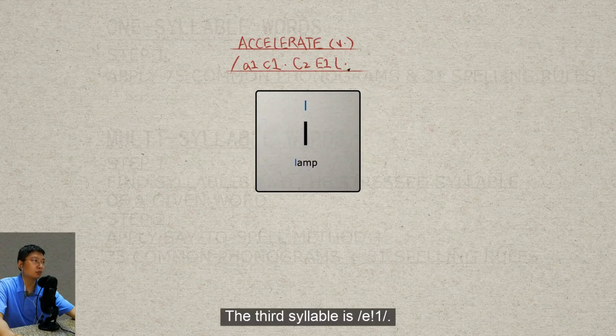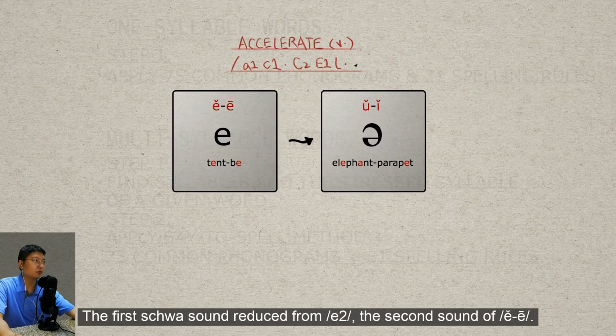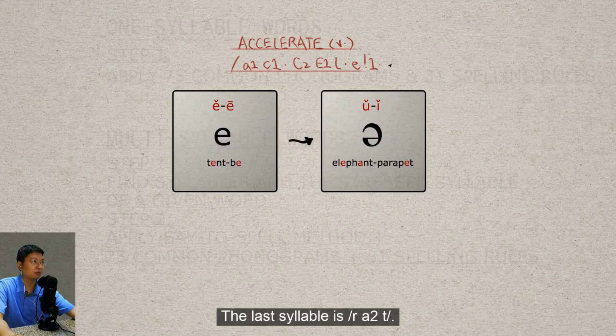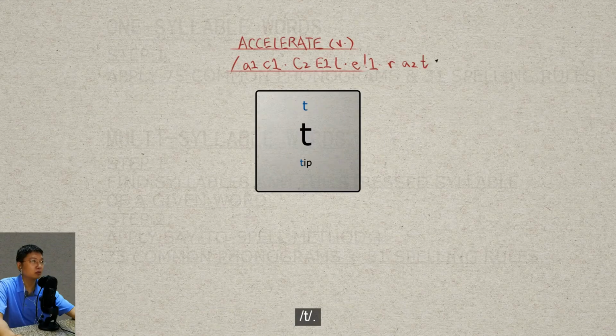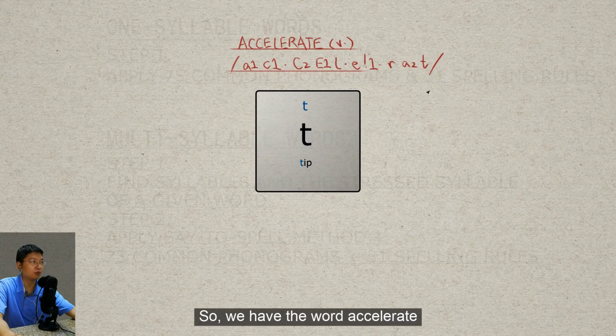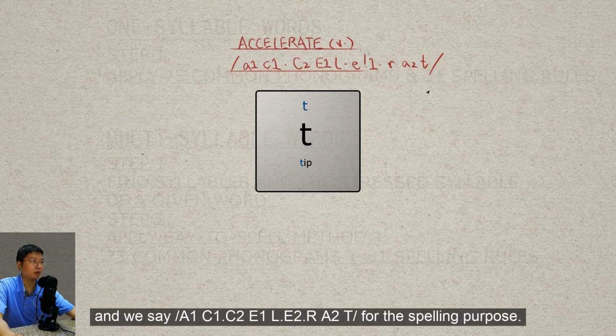The third syllable is a. The first schwa sound reduced from e. The second sound of a-e. The last syllable is rate. A. The second sound of a-a-r. T. So we have the word accelerate, and we say accelerate for a spelling purpose.